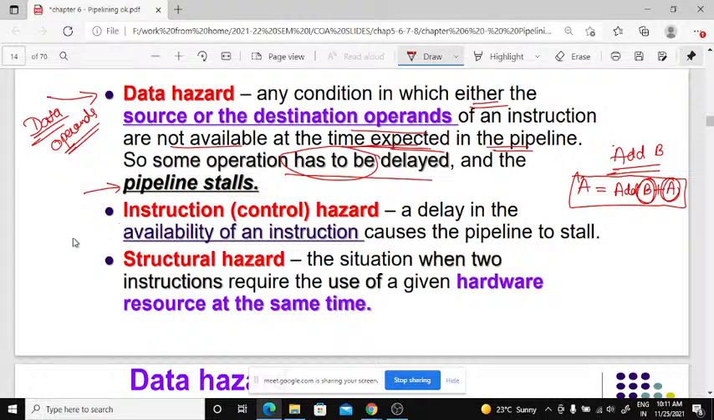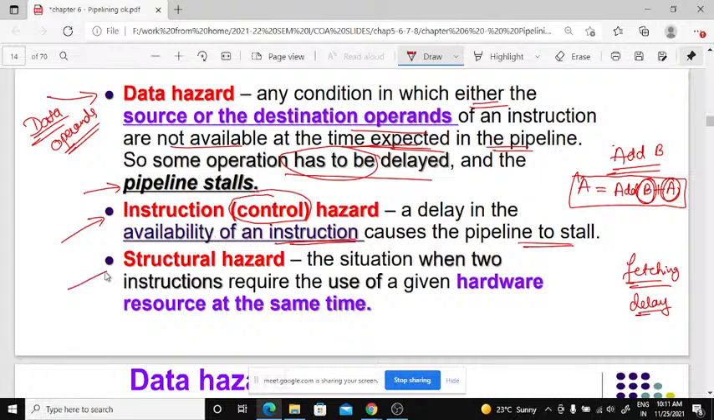Then comes the instruction hazard. In an instruction hazard, a delay in the availability of an instruction causes the pipeline to stall. While fetching the instruction, there is some delay. The next instruction is not available. If there is some delay, then that is called an instruction or control hazard. The name is the same, instruction or control hazard.